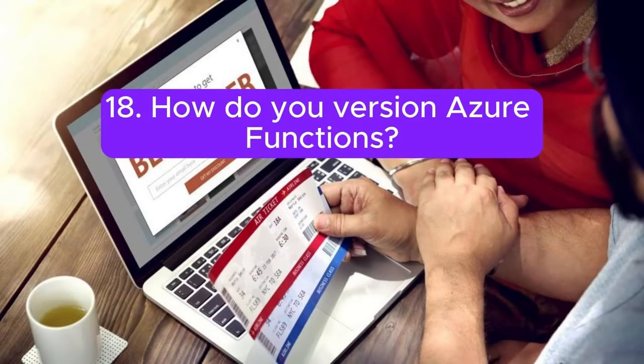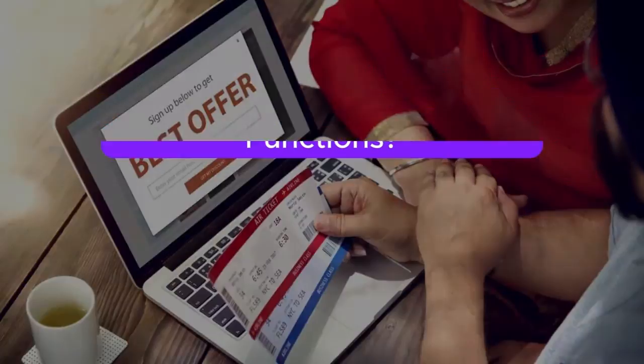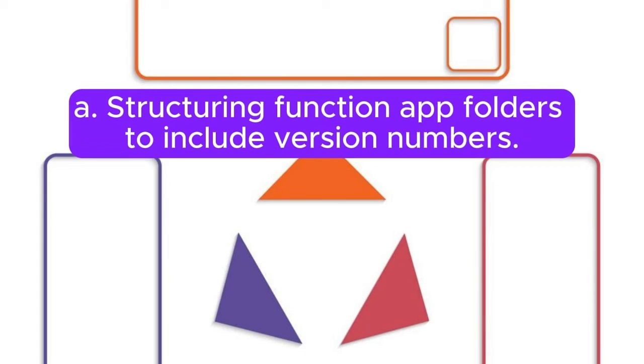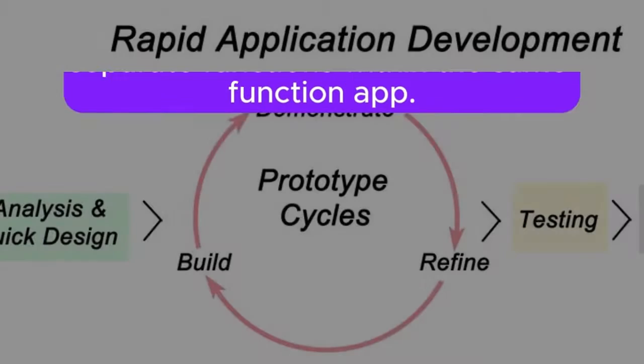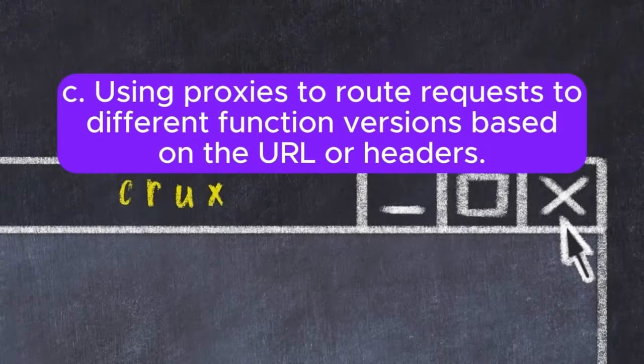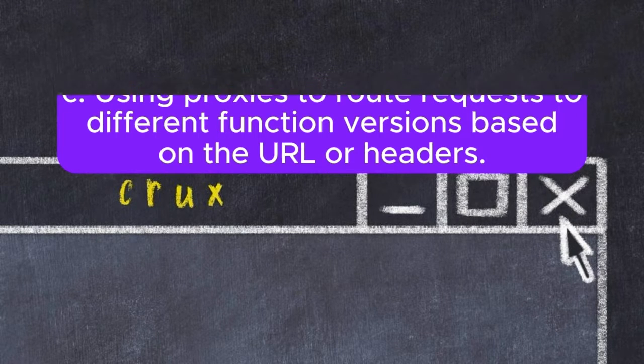18. How do you version Azure Functions? Answer. Versioning an Azure Function can be handled by A. Structuring function app folders to include version numbers. B. Deploying different versions as separate functions within the same function app. C. Using proxies to route requests to different function versions based on the URL or headers.